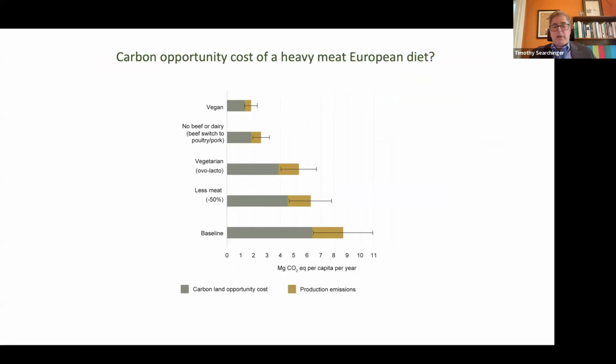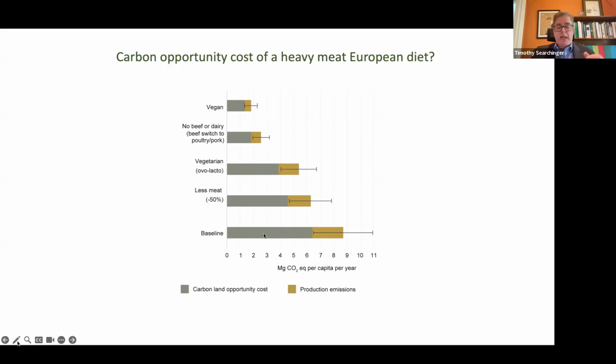So when you apply this, it gives you an emission cost for consumption. And when we studied this, applied this for a meat-heavy European diet, two things were interesting. One is that the total carbon cost, including both land use costs, the carbon opportunity costs, and production emissions, was close to 9 tons per person per year. And that's interesting because that's a typical estimate of the carbon costs of all consumption by Europeans, not just food. And the reason is that what they've left out is the land use cost.